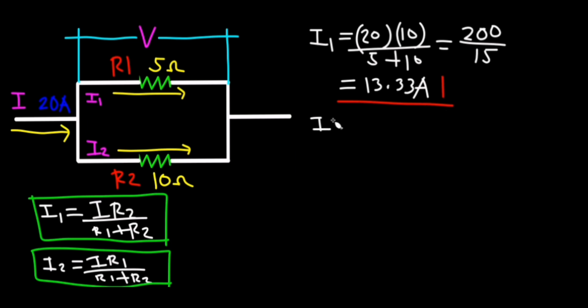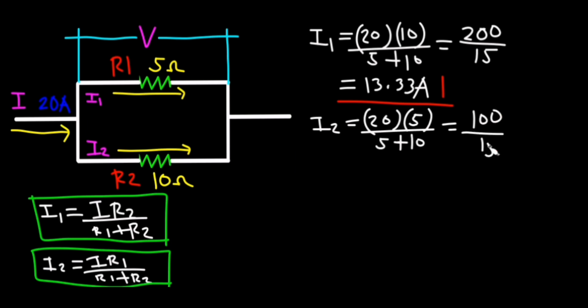I2 is equal to I times R1 all over R1 plus R2. Plugging in the values, I2 is equal to 20 times 5 all over 5 plus 10. 20 times 5 is 100. 5 plus 10 is 15. So 100 over 15. This will result in 6.67 amperes.